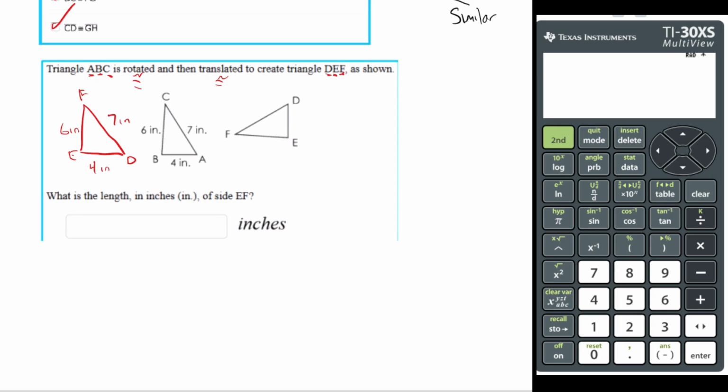And it says, what is the length in inches of EF? Well, EF is this line right here. 6 inches, 6 inches. Done. Recreate your original shape.